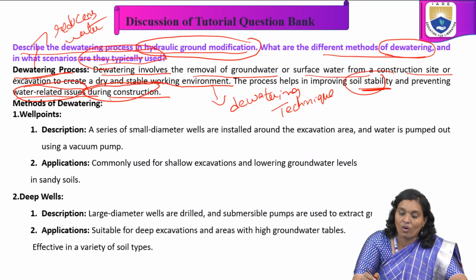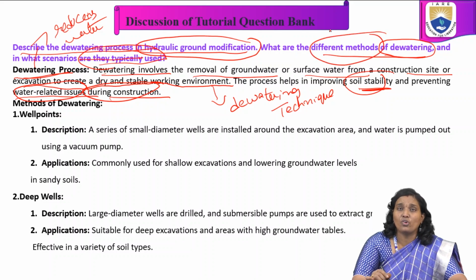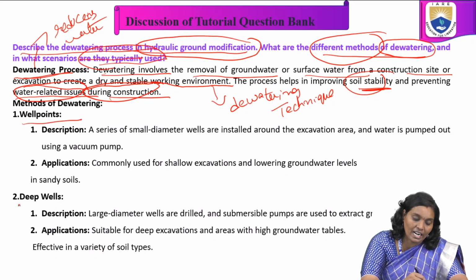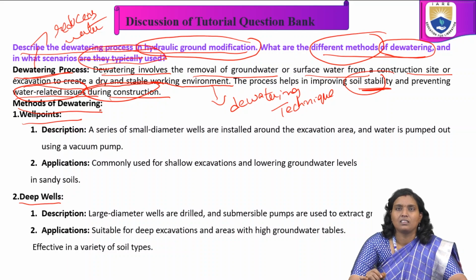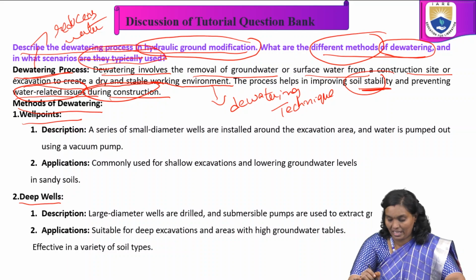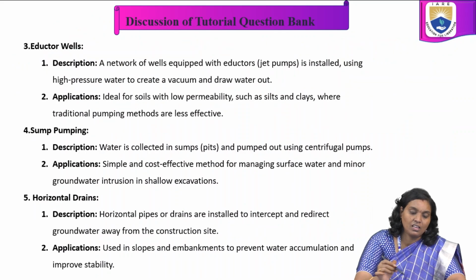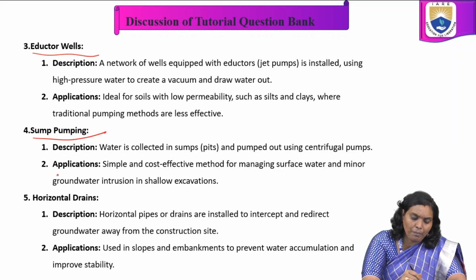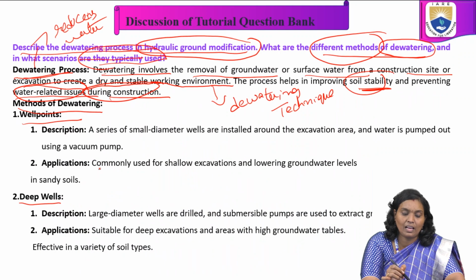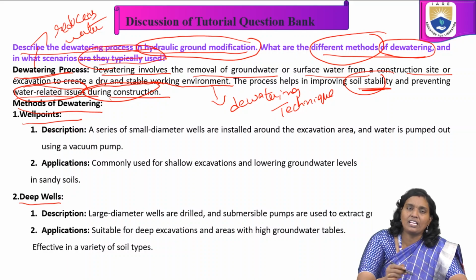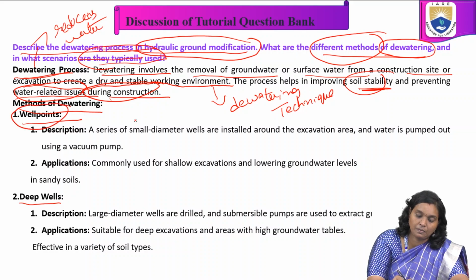Now, what they ask is different methods. In dewatering, we have different types of methods. Those are well points and deep wells. These are the different methods we use according to various scenarios. Well points, deep wells, eductor wells, sump pumping, and horizontal drains are the various types involved in the dewatering process. The first method is the well points.